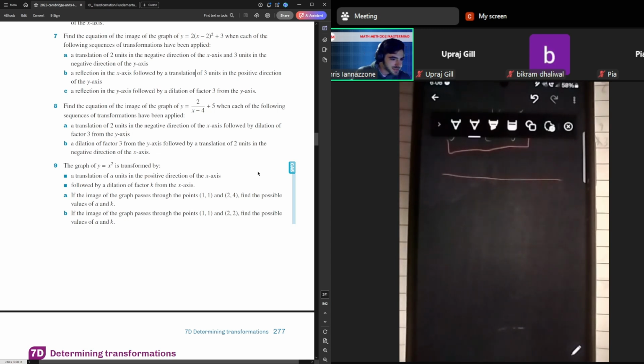Okay, it says CAS. It doesn't look like you need it based on what I'm seeing here, but I guess we'll see. So, we got a quadratic. It's shifted a in the positive x and then dilated k from the x. And then we're told 2 points that new graph passes through. By the way, if it wasn't super clear, the image of a graph is just what it looks like after transformations have been applied to it. So it basically means after transformations, it passes through these points. Figure out what a and k are.